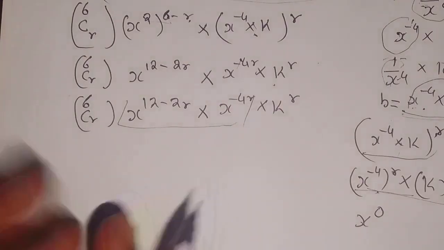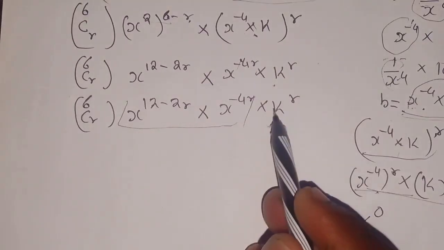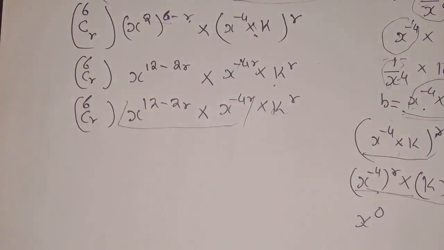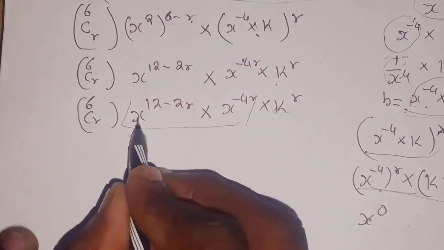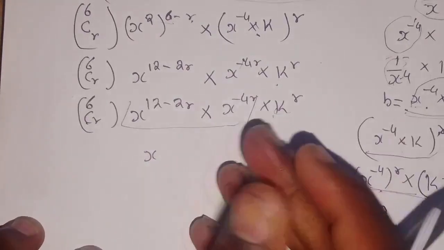So get everything that has x. So this will remain because it doesn't have x. We cannot equate it to x to the power 0. So by saying the term independent of x, they mean the term which has x to the power 0, because x to the power 0 will give you 1, and that's the term independent of x. So we are going to get this one, which is x. This you just ignore as for now.